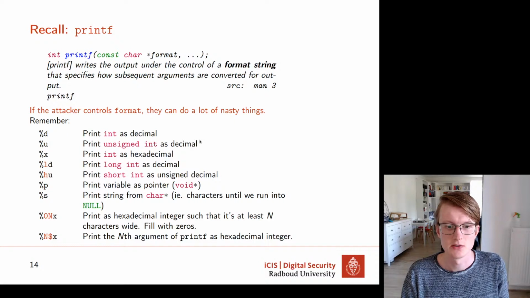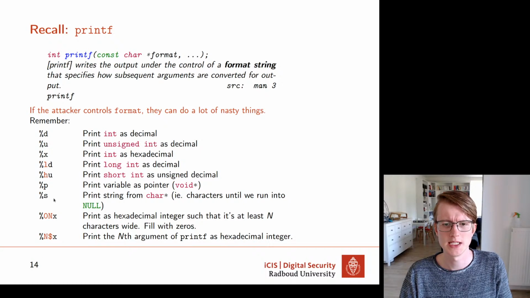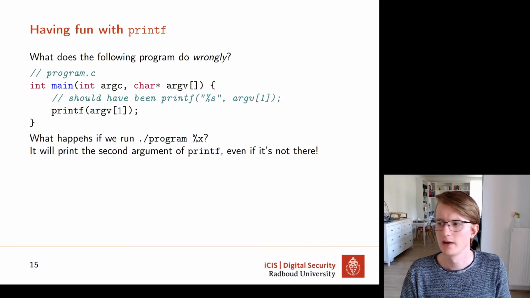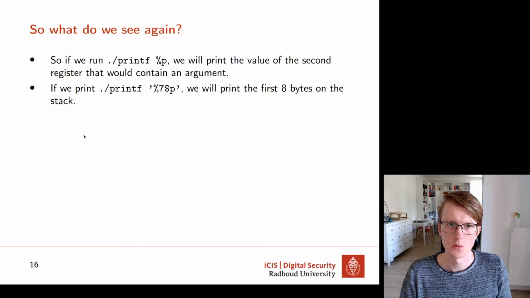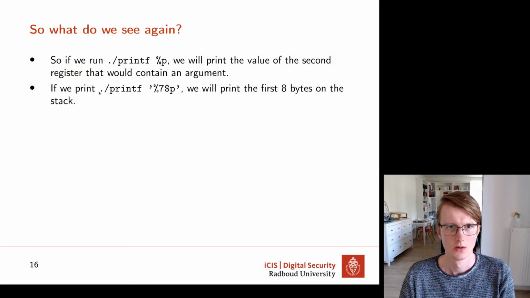Yes, back to this. This x here is just a placeholder. You can use that with any one of these things, except %p doesn't really like this format, but for the rest you can use this 0 filling and the number of arguments with any of these formatting characters. So what do we see again?